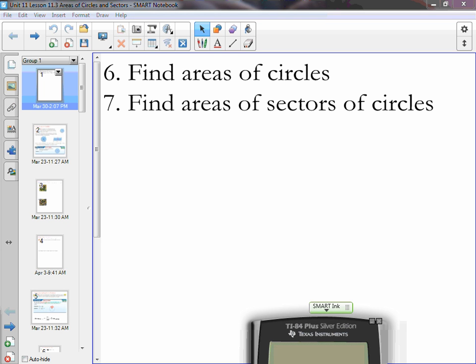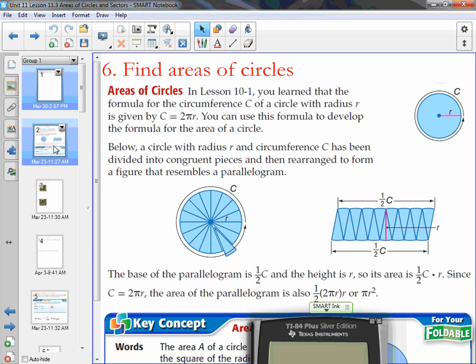We're going to find areas of circles. Then we're going to find areas of sectors of circles. All right, so let's see. Let's turn to page 782. And on 782, they're going to explain to us how we find the area of a circle.